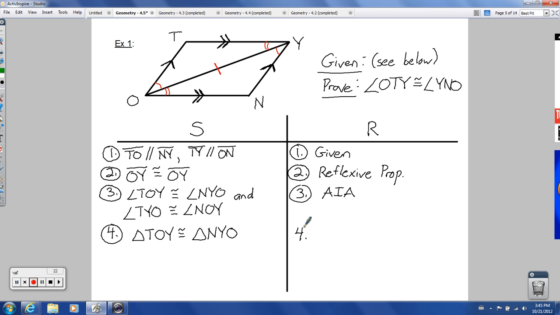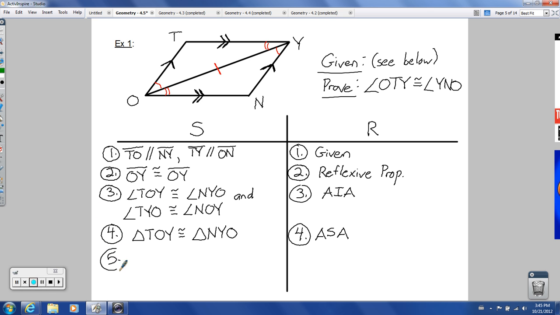NYO. Why is that true? You have an angle and a side and an angle matching up with an angle, included side and an angle. So it's the angle, included side, and angle in both triangles. That's ASA, angle, side, angle.